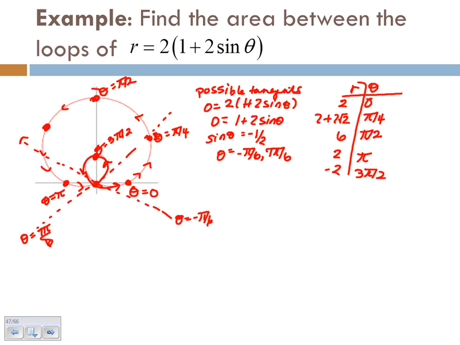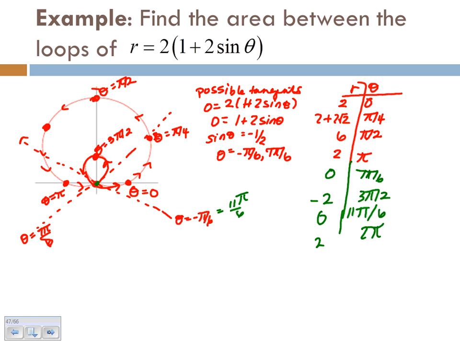You still want to, yeah, you still want to apply in those ones. Like if I was to put right here 7 pi over 6, what would you get out? 0. Okay, so then you're right there. You got a 3 pi over 2, which was negative 2. And then 11 pi over 6, which was 0. Okay. And then you're back at 2 pi. You are at 2. Okay, so at 2 pi, you're back where you started in this case.